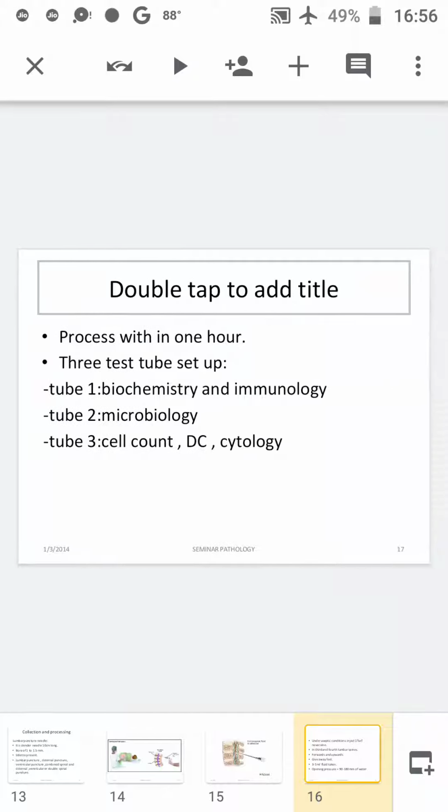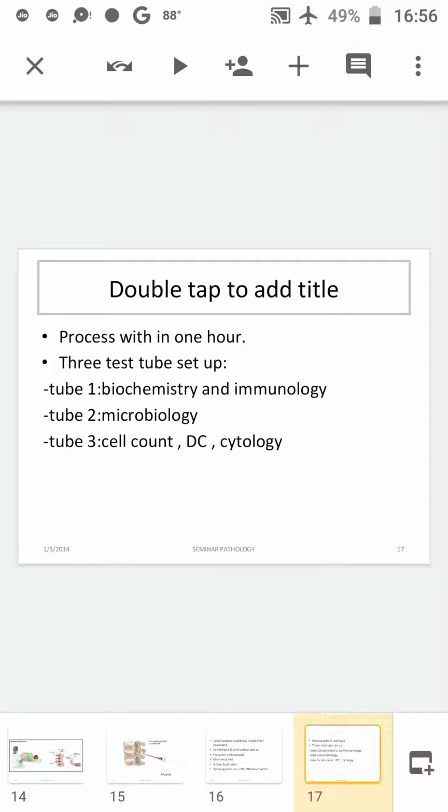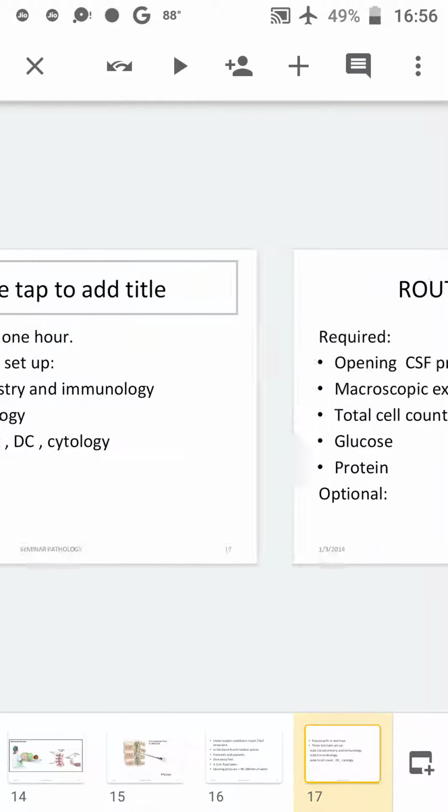Okay. Once you have collected, you have to process the sample within 1 hour, because if the processing is delayed, then the cells will degenerate. The collected CSF sample should be separated into 3 tubes. One tube should be sent for biochemistry and immunology, one tube for microbiology, and tube 3 for cell count, DC and cytology.